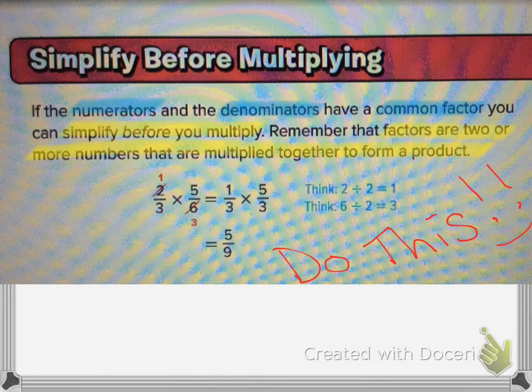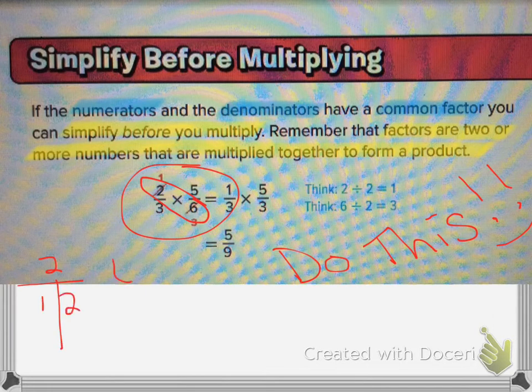So to simplify within the problem, you're finding the numerators and the denominators across from each other, which factors they have in common. So if we're looking at this problem, we're looking at these two numbers. What factors do they have in common? If we work out the factor t's, we have 2 and 6. Okay, what number do they have in common? The number 2. So 2 goes into 2 one time, and 2 goes into 6, 3 times. Okay, so now we simplified.